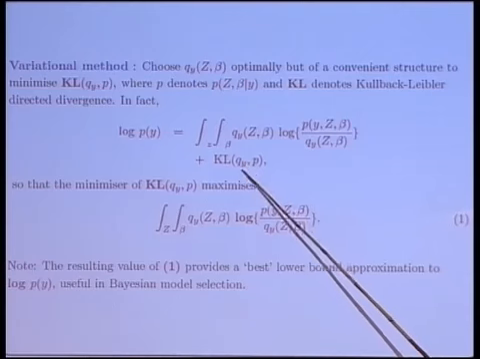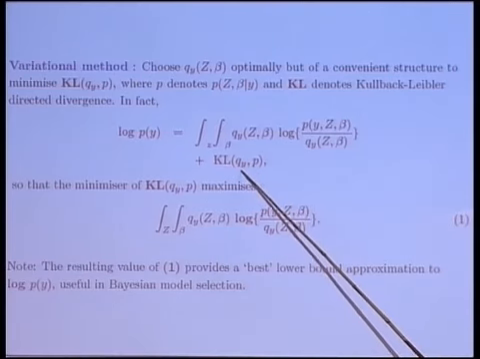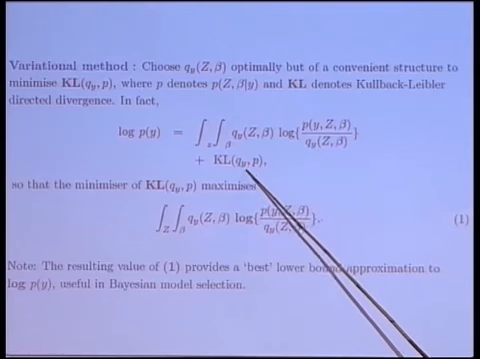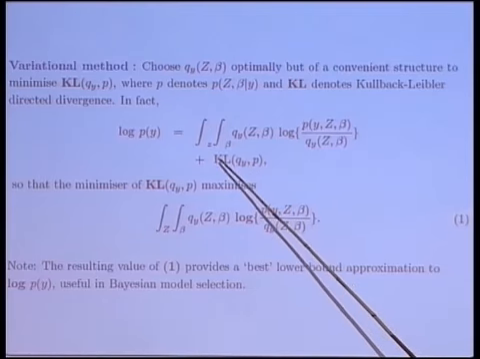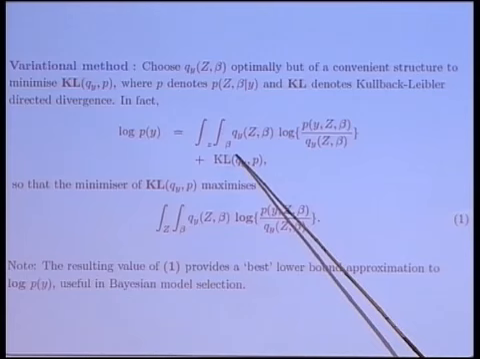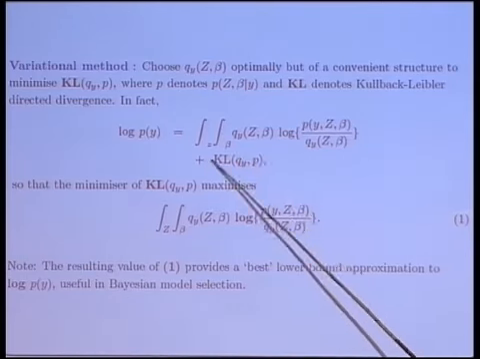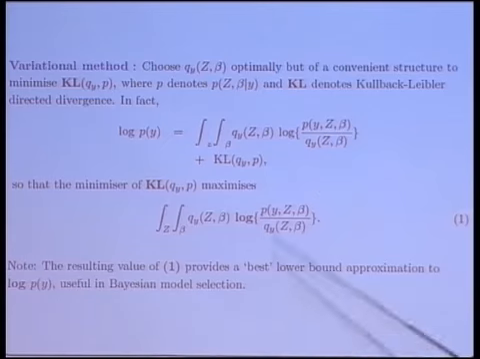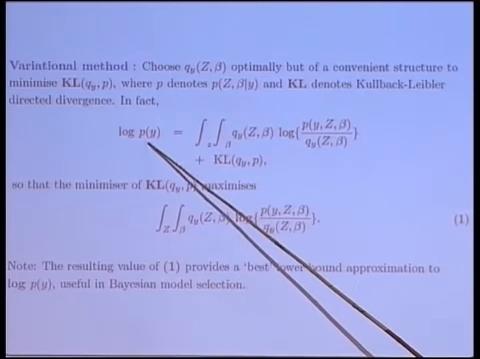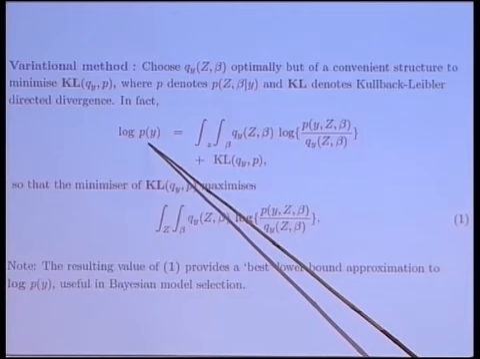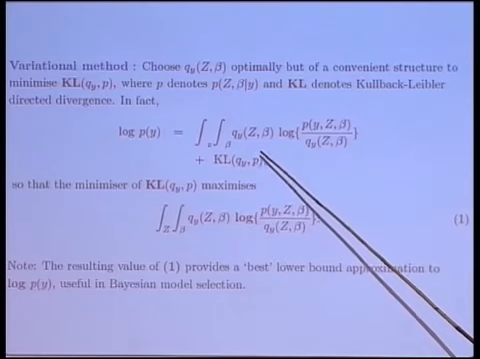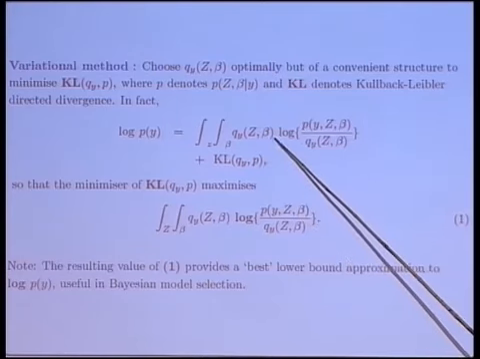If we actually manage to minimize this suitably, now we're going to have to put some constraints on qy to make it feasible to work it out. But if we minimize this, then the corresponding qy maximizes this function, and this function is a lower bound for the log of py. Remember, that quantity was going to be of interest in model choice. So the best qy is one that minimizes this and consequently maximizes this.